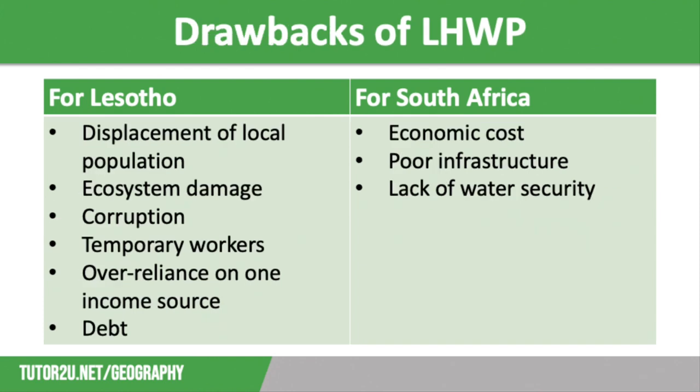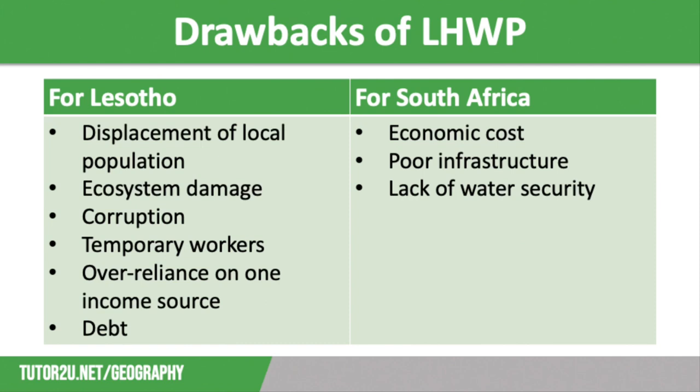But as with any project of this scale, there are plenty of disadvantages. So let's have a look at the drawbacks for Lesotho. Firstly, we've seen a big displacement of local population. The initial phase of construction meant that 30,000 people had to be moved away to make way for the flooding behind the Katse and the Mohale dams, and then the Polihali Dam.